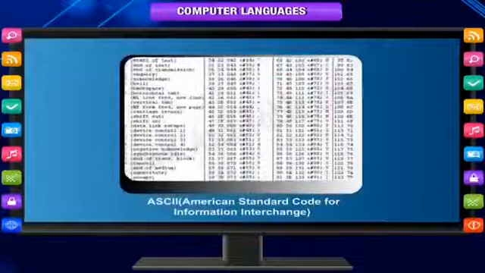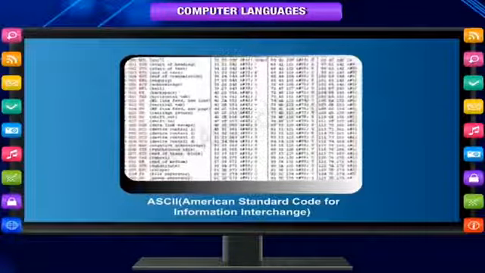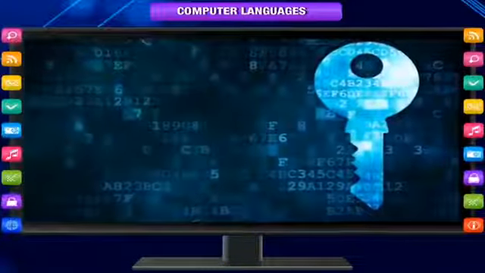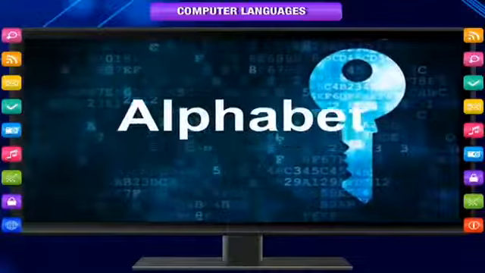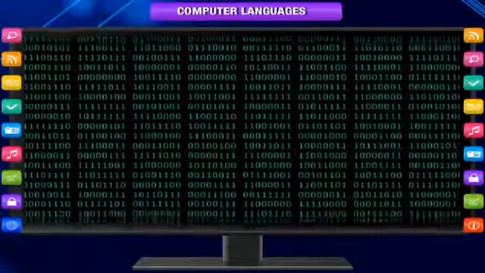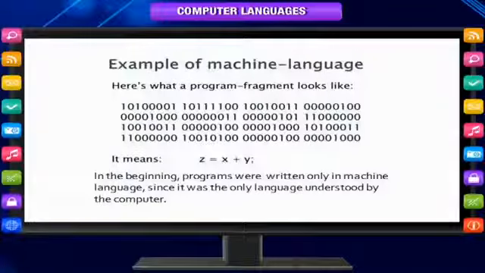We use ASCII, American Standard Code for Information Interchange, codes, made up of binary digits to represent alphabet and decimal numbers inside the computer. Binary language is also known as machine language. In the beginning, programs were written only in machine language, since it was the only language understood by the computer.